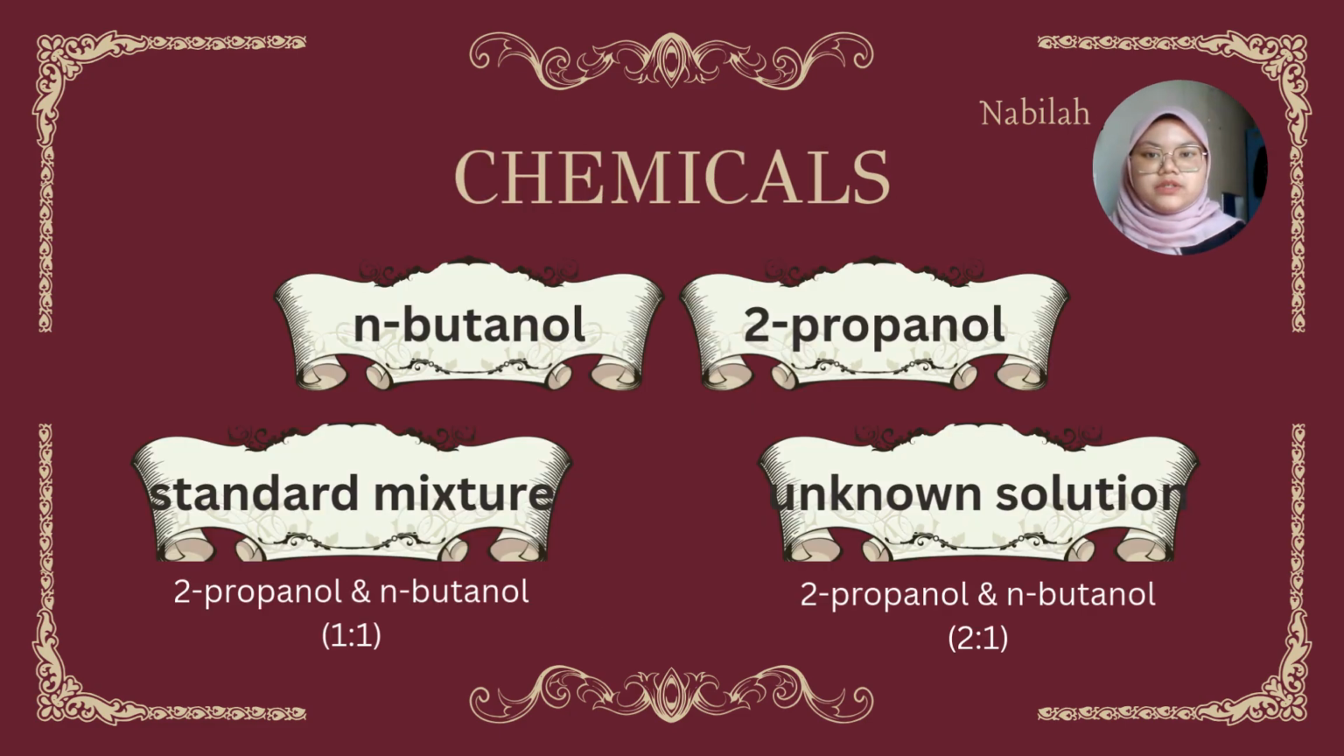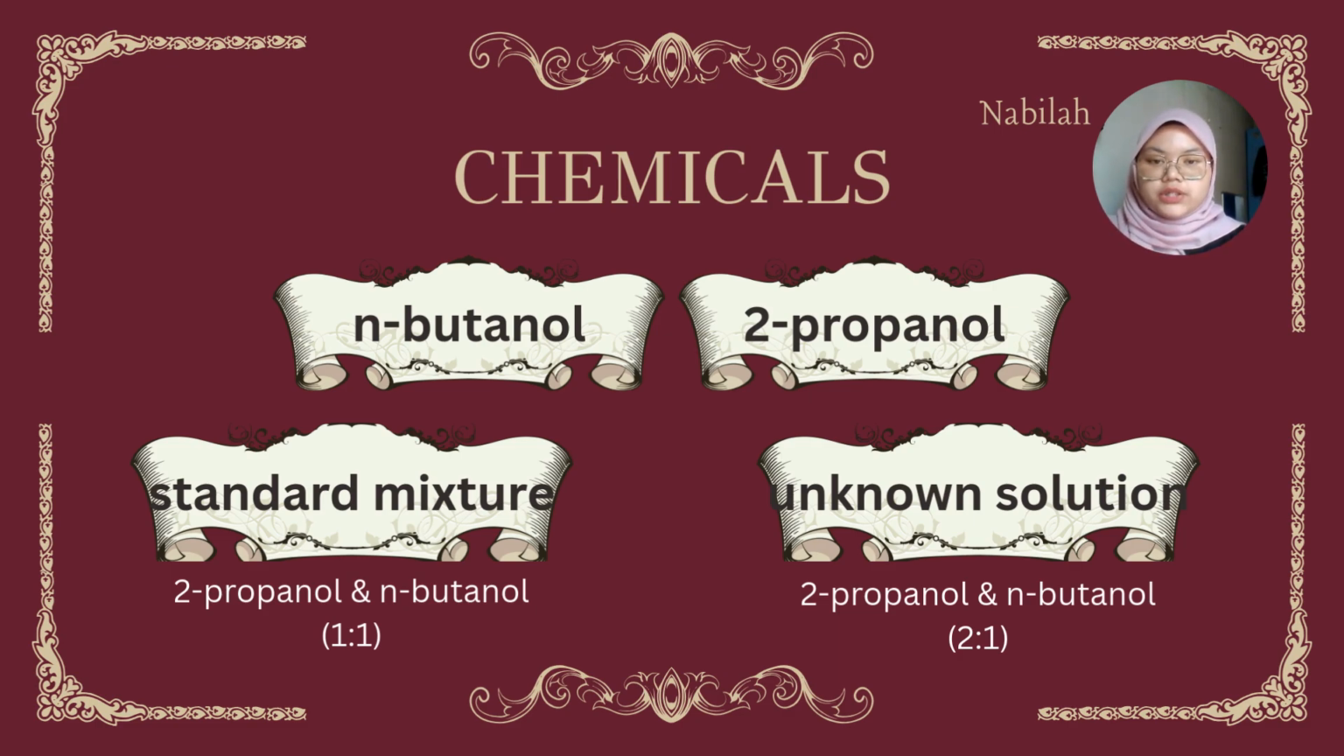In this experiment, we use two types of chemicals. First, N-butanol is used as one of the alcohol samples for GC analysis. It helps in observing the separation and retention time of a higher alcohol. And we also use 2-propanol as a reference alcohol. It allows us to compare retention time and peak behavior in gas chromatography.